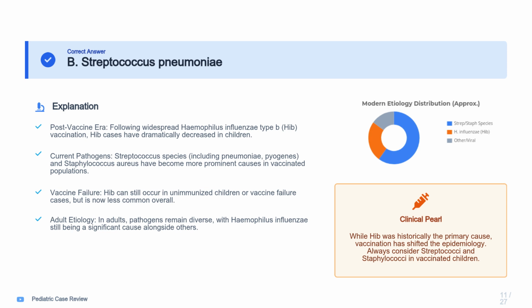In adults, the pathogen spectrum remains more diverse, and Haemophilus influenza still occurs. Understanding this epidemiological shift is important for appropriate antibiotic selection and patient counseling.